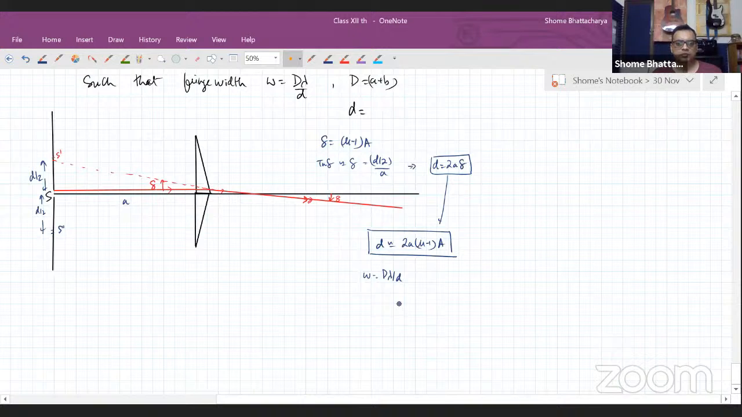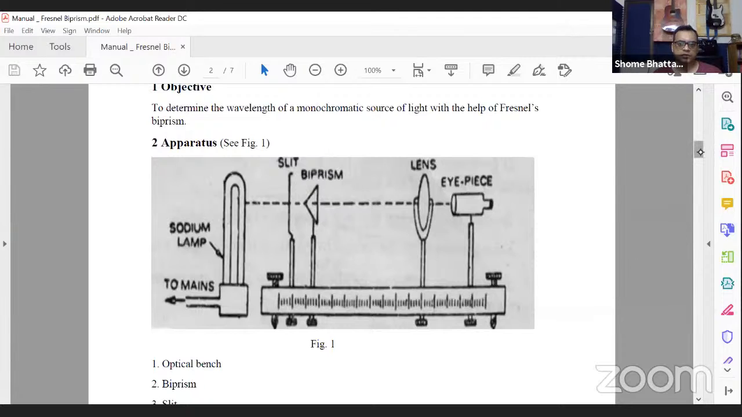Okay, so again, for your level of questions at JE level, this is what you require. So that should be enough. But just for your self interest, I'm showing you the original experimental manual that you have for this, which is like this. So the experimental setup consists of these things.